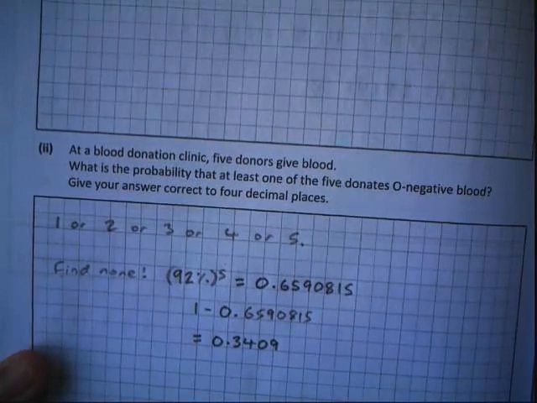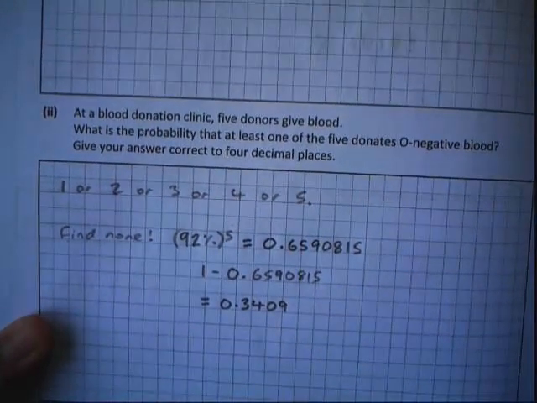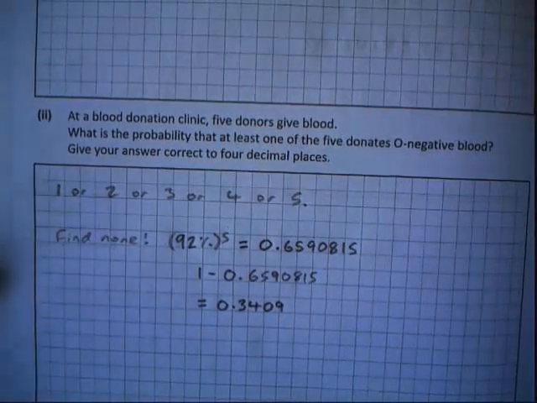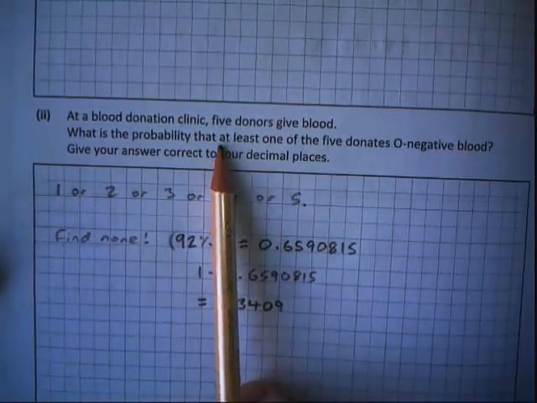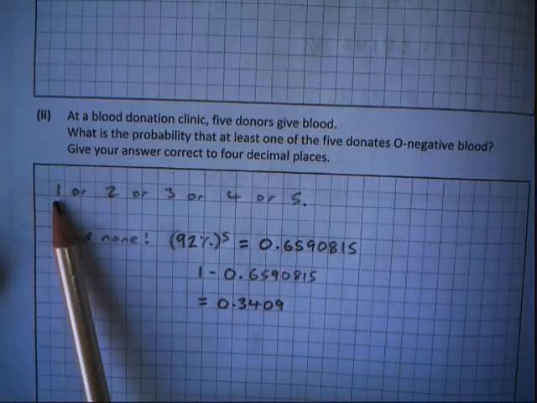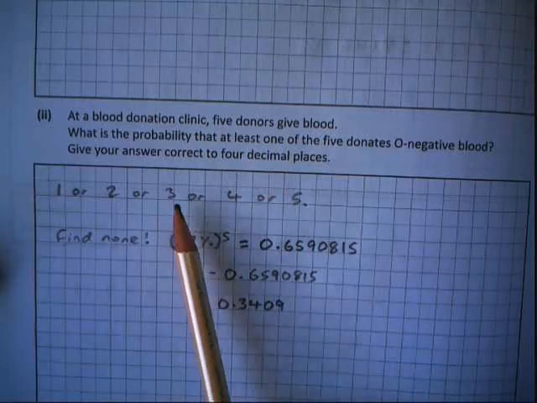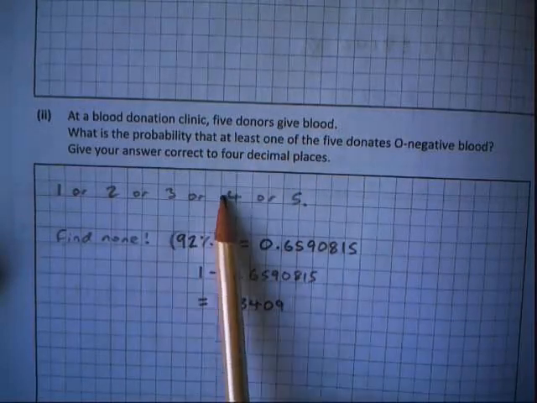Right, down here, 5 donors give blood. What's the probability that at least one of the 5 donates O negative blood? Okay, so at least one means 1 is fine, or 2 is even better. So that 2 is at least 1. It basically means 1 or more. So 3, 4, or 5.